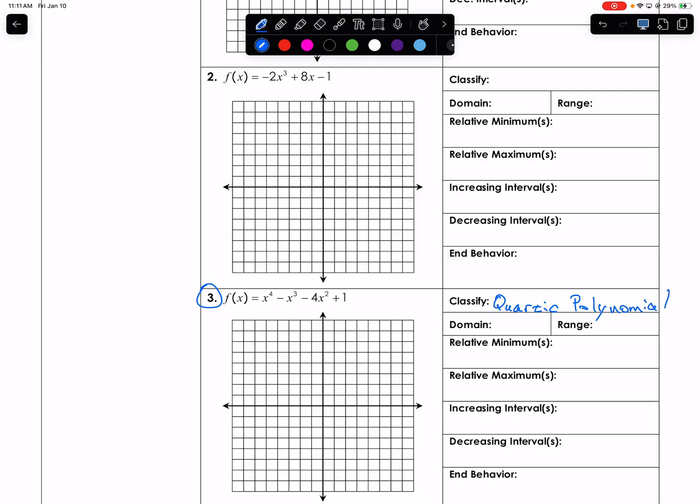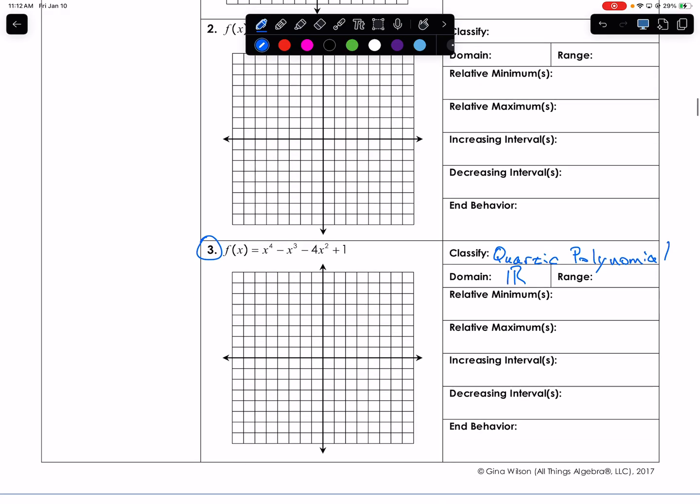Okay. Domain for any polynomial is what? All real numbers. Now this is a positive quartic. What's the end behavior? Up, up. So we don't know what the bottom of it is yet, so we can't do the range until we put it in the calculator.